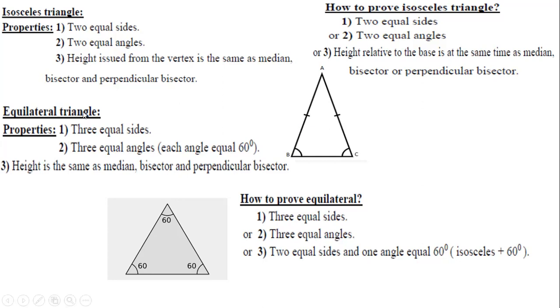Equilateral triangle, what are the properties? It has three equal sides, so the three sides have the same measure, and it has three equal angles. Each angle is equal to 60 degrees. So if this triangle is ABC and it is equilateral, then side AB is equal to side AC is equal to side BC. Angle BAC equals angle ABC equals angle ACB, and each angle measures 60 degrees.